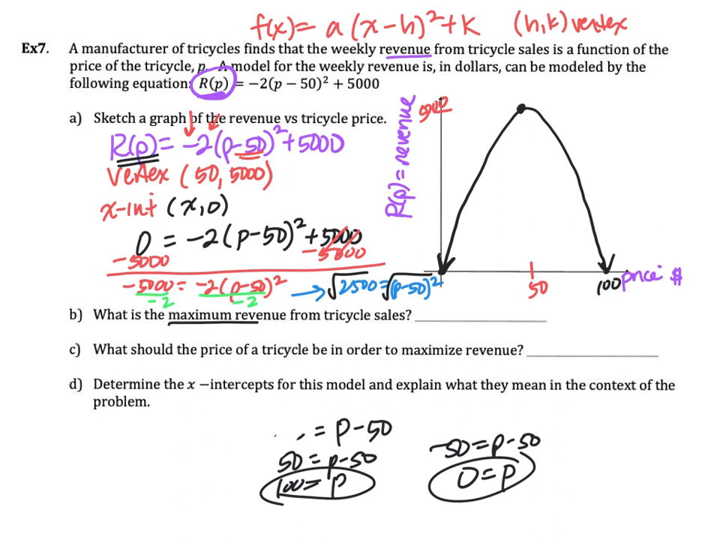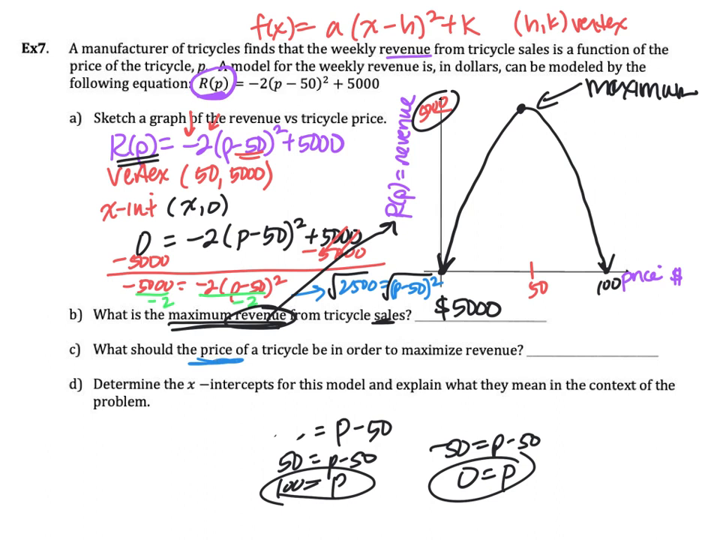So it says, what is the maximum revenue from the tricycle sales? So your maximum revenue, this is your maximum right here. And revenue is associated with your y value. So what was the maximum revenue? It was $5,000. You need the dollar sign because we're talking about money. And then it says, what price should the tricycle be in order to maximize revenue? Well, you can see right here, the price is $50 per tricycle, and that's going to give us our maximum revenue.